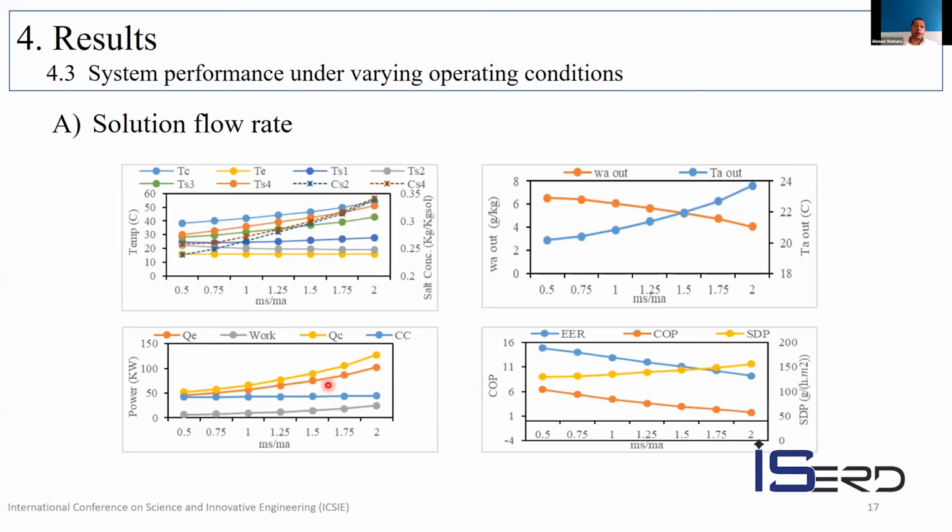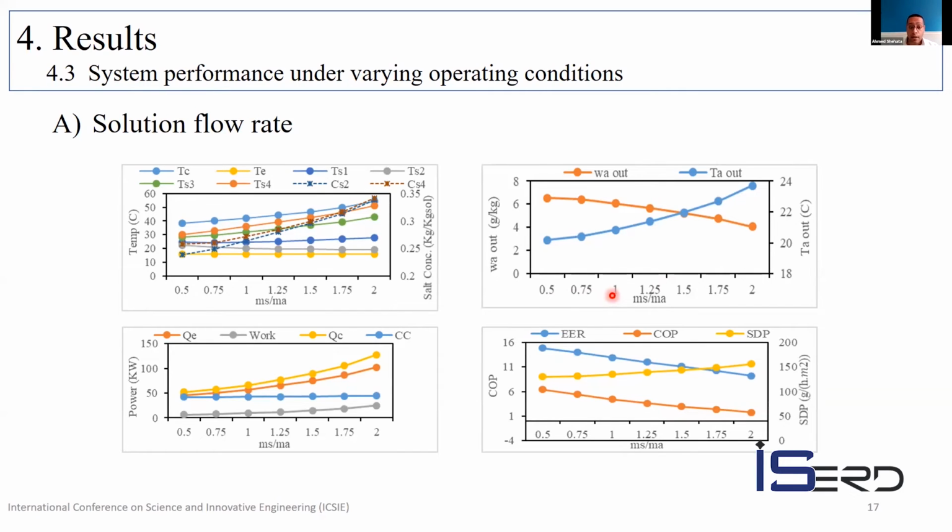Now we will discuss this: this is a design point, and this is a varying operating condition. If we vary any of the operating conditions, what are the results? For changing the solution flow rate of the cycle, we change it from 0.5 to 2, where 0.5 equals the used mass flow rate here, which is half the flow rate of air. The flow rate of air used is 1 kilogram per second.